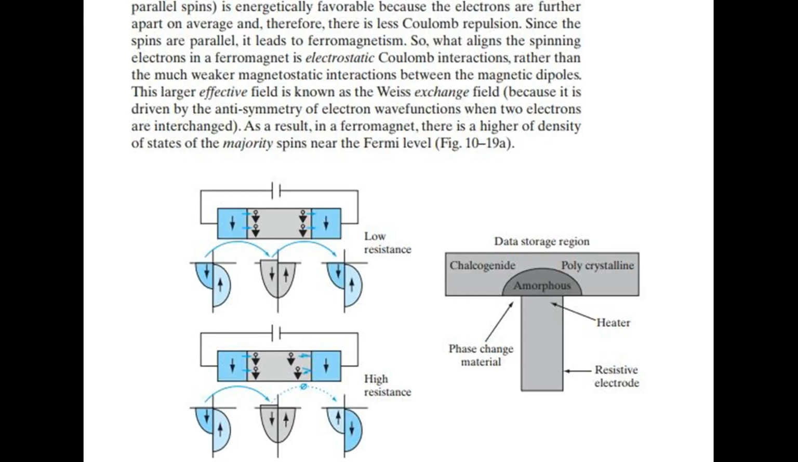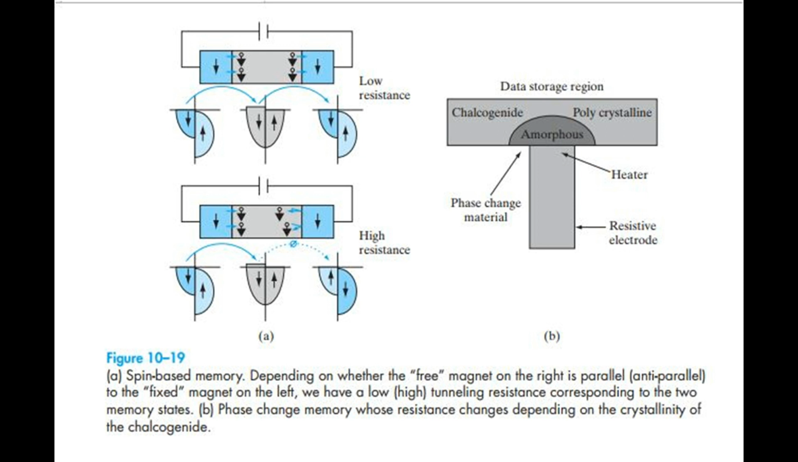As a result, in a ferromagnet, there is a higher density of states of the majority spins near the Fermi level, Fig 10.19a. Spin-based memory. Depending on whether the free magnet on the right is parallel or antiparallel to the fixed magnet on the left, we have a low or high tunneling resistance corresponding to the two memory states. Fig 10.19b: Phase change memory, whose resistance changes depending on the crystallinity of the chalcogenide. This is the basis of a host of ferromagnetic spin-based memories.